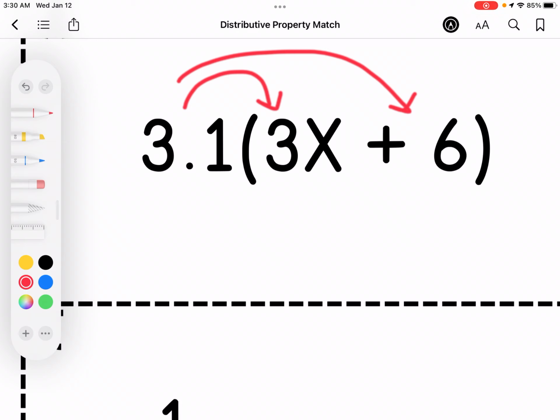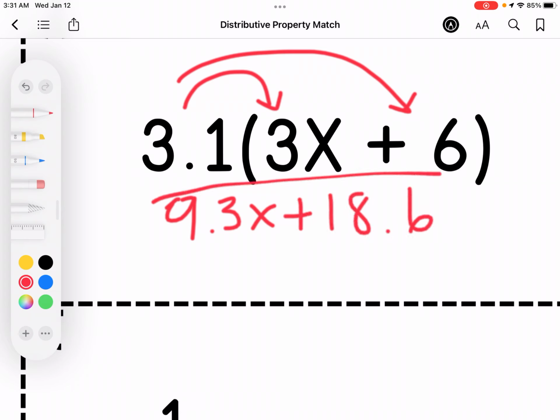So I'm getting my phone out so I can use my calculator, because goodness knows I don't want to have to do this by hand. So 3.1 times 3, I get 9.3x, and then 3.1 times 6, I get plus 18.6. I can't combine because you can't combine x's and constants.